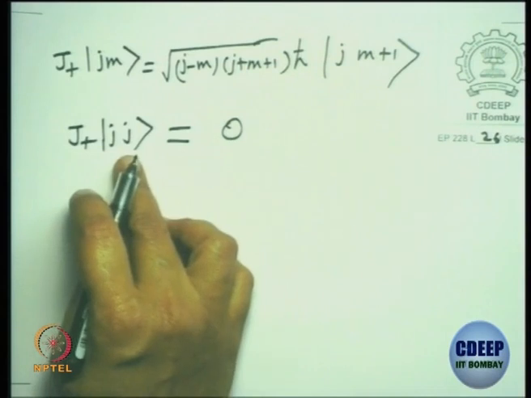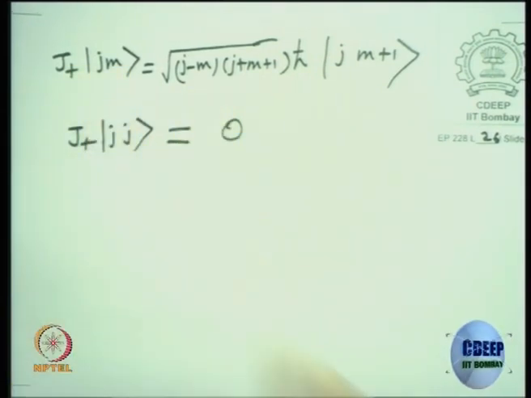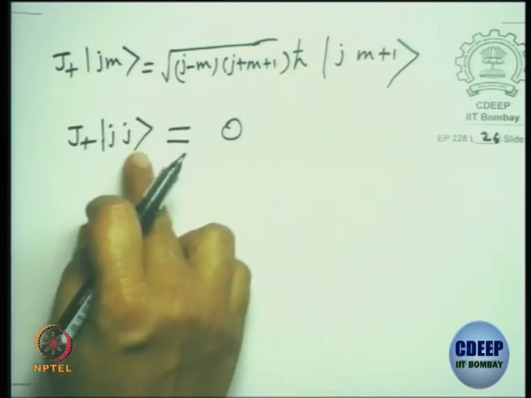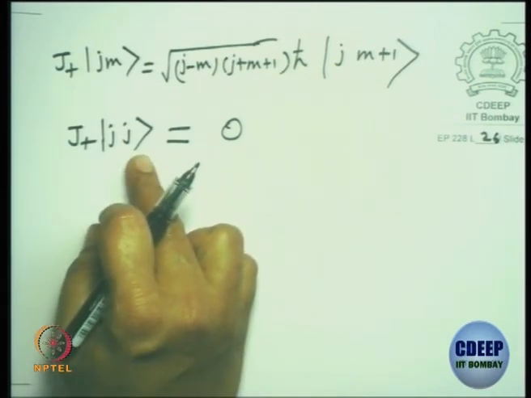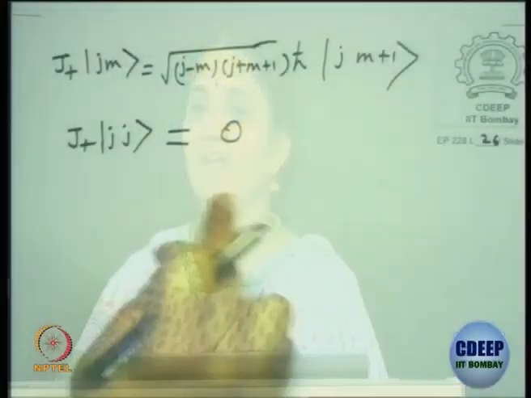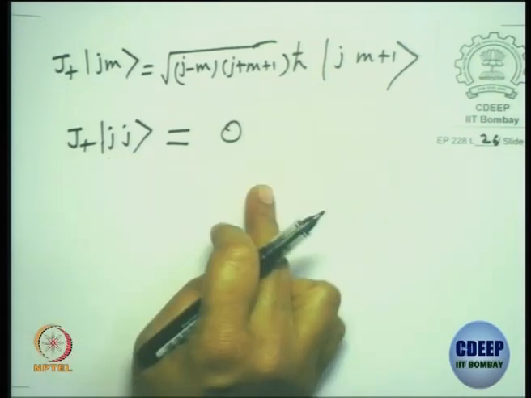Or equivalently, this is also making sure that your M doesn't go above J. Unlike your harmonic oscillator, we have an upper cutoff also. In harmonic oscillator, there is a lower cutoff that you cannot go below 0 in the number eigenvalues. But the upper eigenvalues can go anywhere. But here you see that there is an upper bound also.